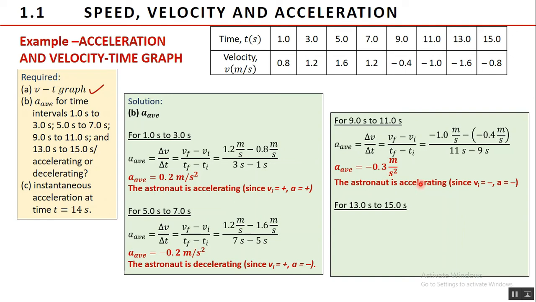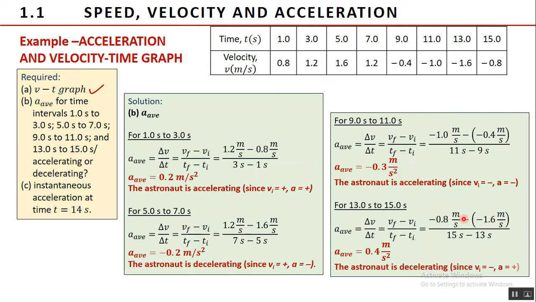For 13 to 15 seconds, dividing the change in velocity of negative 0.8 minus negative 1.6 meter per second by 2 second will give an average acceleration of 0.4 meter per second squared. The initial velocity is negative while the acceleration is positive, therefore the astronaut decelerates in this time interval. I hope you got everything understood.